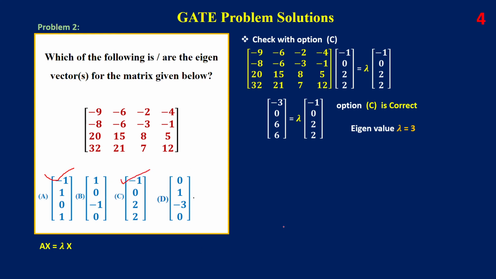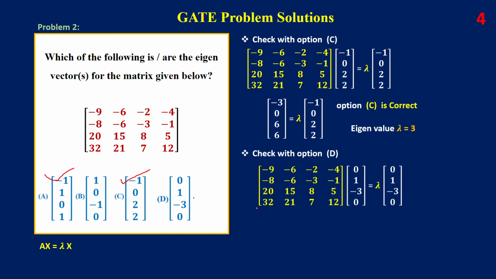So let me check the other option D. Because this is a 4 cross 4 matrix, 4 eigenvalues are there. So already we found 2 only. There are 4 options only. With this, option B is the wrong one. Option A is the correct. Option C is the correct. And let me check out option D.